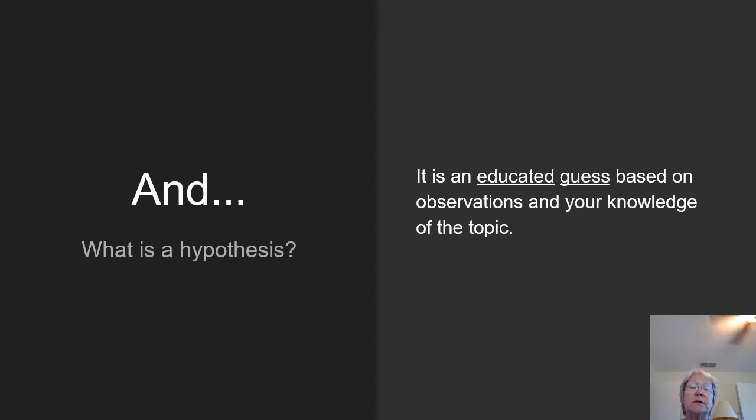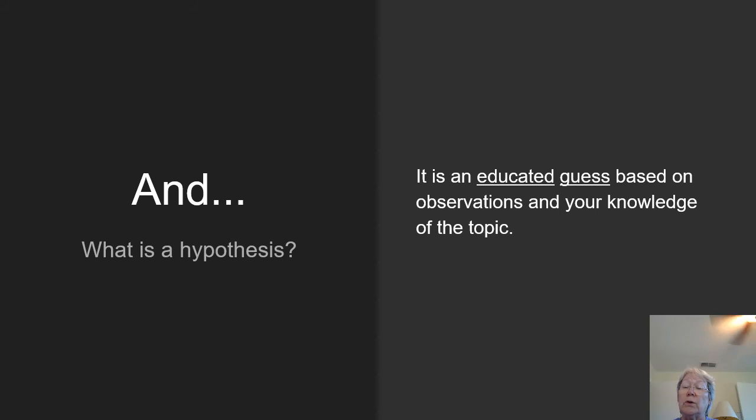The next one says, what is an hypothesis? It is an educated guess based on observations and your knowledge of the topic. So sometimes, like I said before, on the other side, people don't have a lot of information about something that they might be curious about. So they'll go and do some reading and some research and then decide that something that they've read piques their interest and they want to explore more.